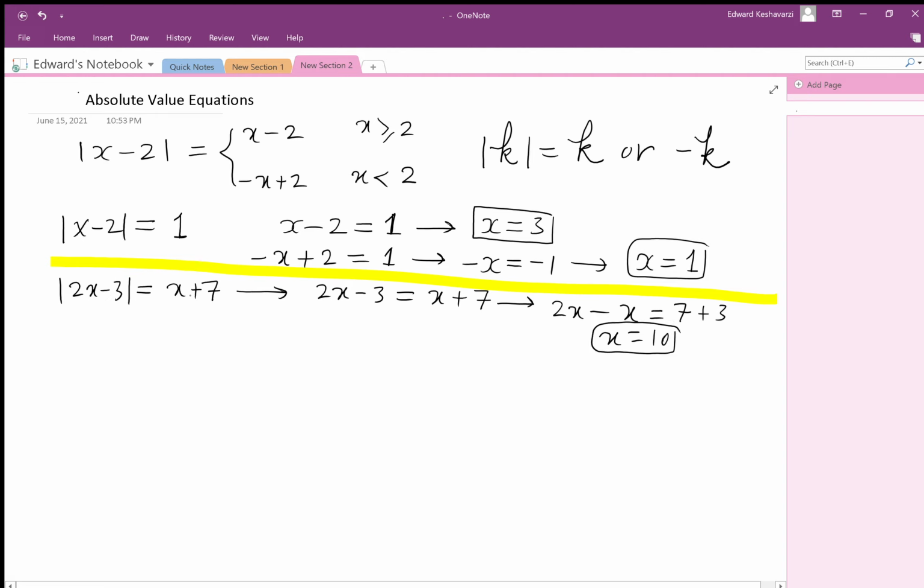So in the second case, the absolute value becomes its opposite. So it becomes negative 2x plus 3 equals x plus 7, which means x equals negative 4 over 3. And we are done with the second equation.